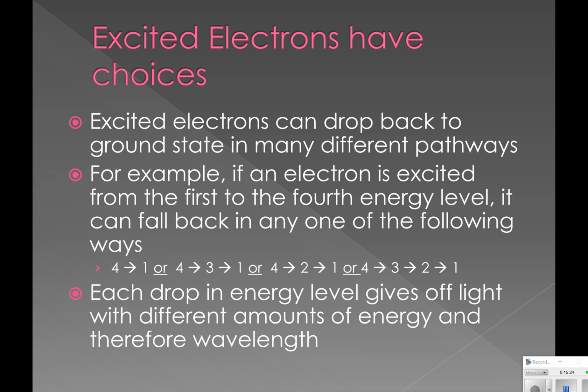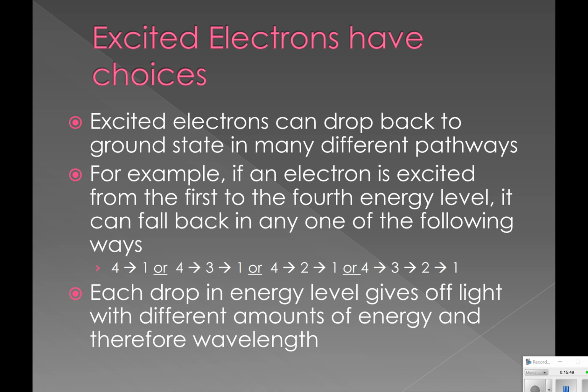And if you jump even higher, let's say you jump up to the fifth energy level, there's a lot more different pathways that you can follow. You can fall from the fifth to the first, fifth to the fourth to the first, fifth to the fourth to the third, to the second to the first, and so on. But each drop in energy level is going to give off light with a different amount of energy and therefore a different wavelength.